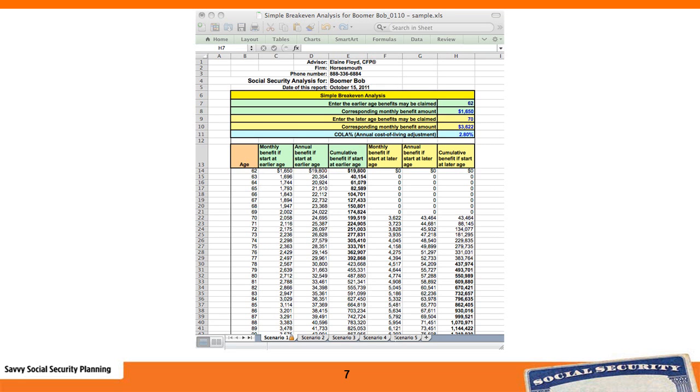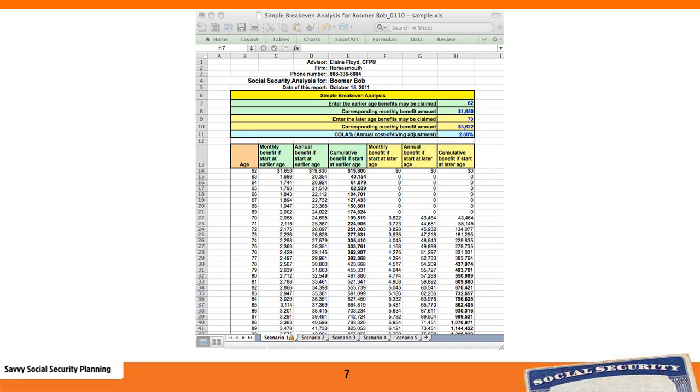The idea is this: if you start Social Security benefits at 62, your benefit will be considerably lower than if you start at age 70. For example, if you're 62 now and have a primary insurance amount, or PIA, of $2,200, if you start your benefit at 62, it'll be $1,650. If you start at 70, it'll be $3,622, assuming 2.8% annual cost of living adjustments. So starting later gives you a permanently higher amount, but of course you miss out on all those checks between the ages of 62 and 70.